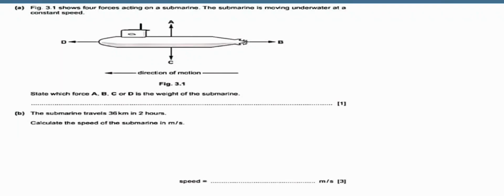Right, so this is physics. I have this question for you, which is saying figure 3.1 shows four forces acting on a submarine. The submarine is moving underwater at a constant speed. So at a constant speed, the submarine is going to have zero acceleration. So now we have these forces acting on the submarine.